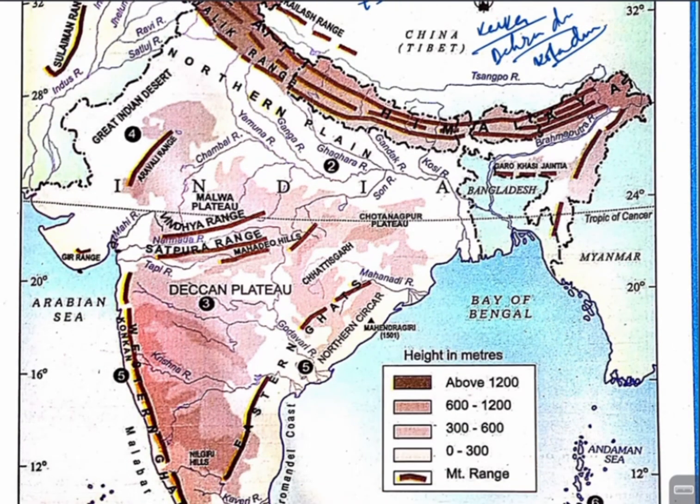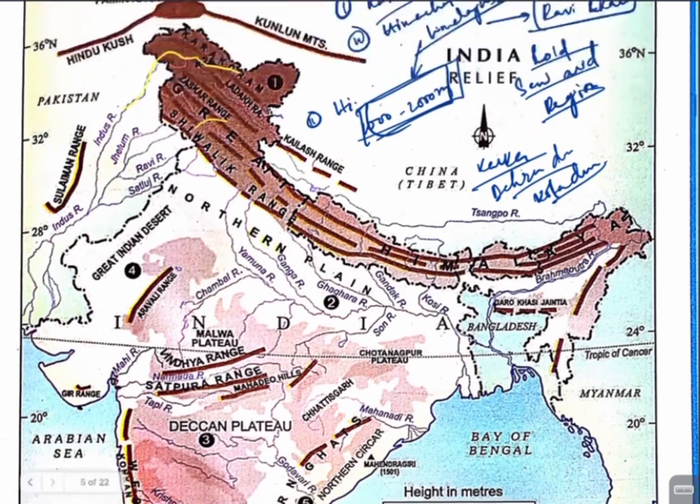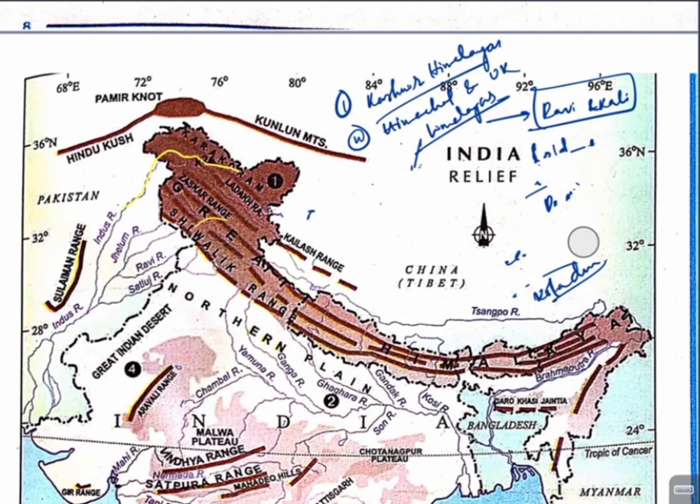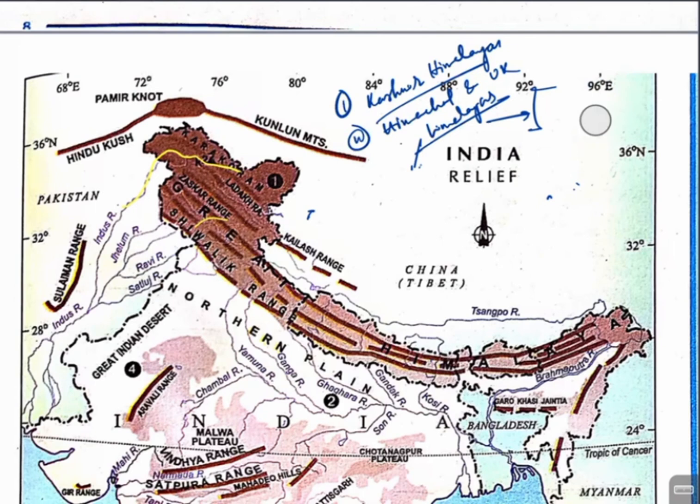Next we will see about the Darjeeling, the third type. So we have talked about Kashmir Himalayas, Himachal and Uttarakhand Himalayas. Now we will talk about the third type, which is called Darjeeling and Sikkim Himalayas.